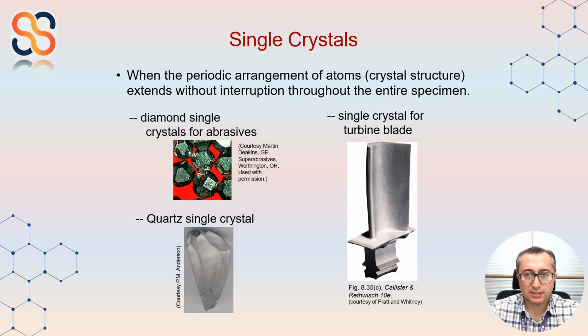How about quartz single crystals? They are widely used in electronics, for example, oscillators and resonators, and optics due to their piezoelectric properties, important in manufacturing of watches and clocks as well. So, the unique properties of single crystals make them valuable in various high-performance applications across industries, highlighting the importance of understanding crystallography in material science.